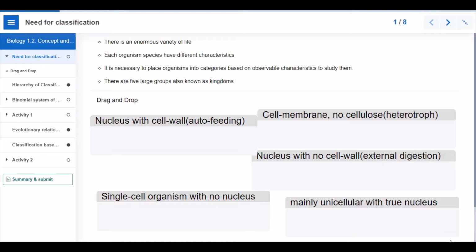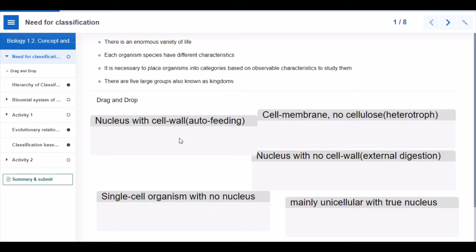So, today we're looking at the concepts and uses of classification systems. The first thing we'll be looking at here is the need for classification. There is an enormous variety of life. Each organism species has different characteristics. It is necessary to place organisms into categories based on observable characteristics. There are five large groups, which are also the five major kingdoms.